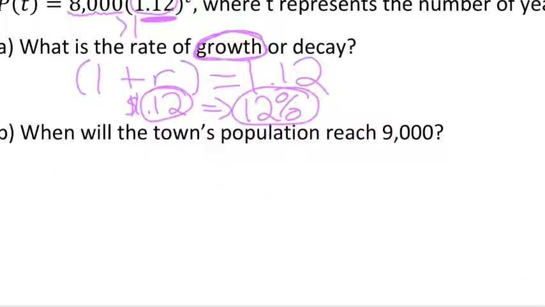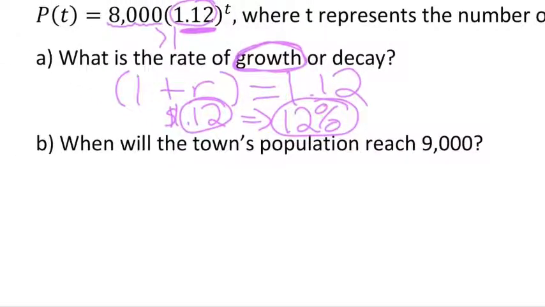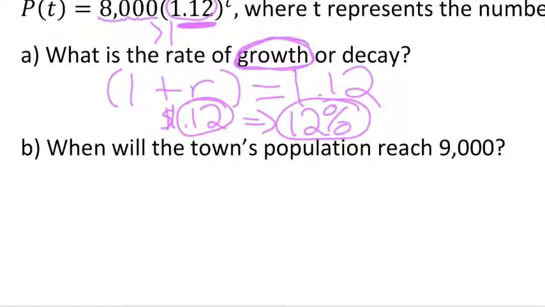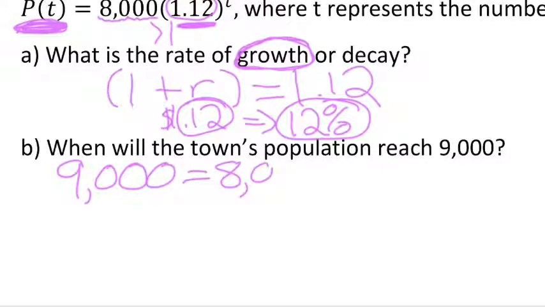So then we go on to B. B asks, when will the town's population reach 9,000? So 9,000 is going to go where this P of T is in our equation given. So that's going to be the end result. 9,000 equals our 8,000. Remembering between the 8,000 and the 1.12, there's multiplication. Then our T is in our exponent.